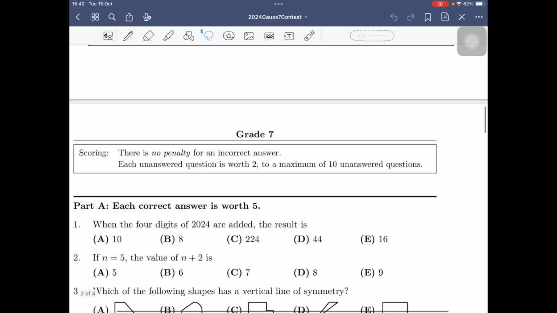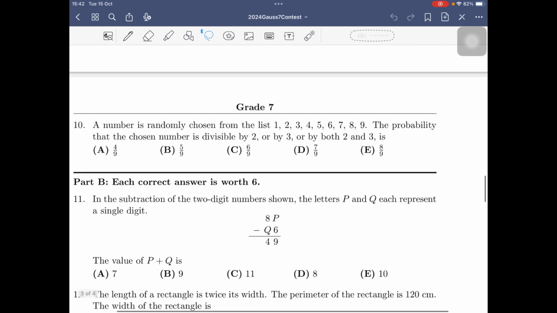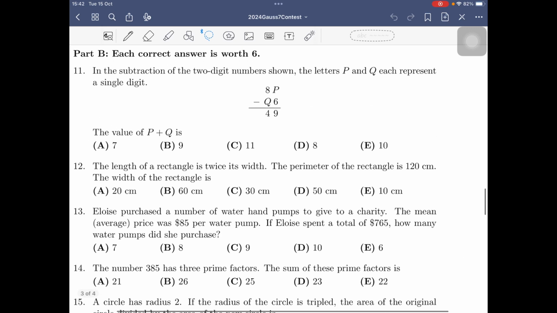Let's go to number 11. This is part B, and during this exam, you can use the calculator as you wish. So let's go further. P plus Q, P is 3, Q is 4, so 7.